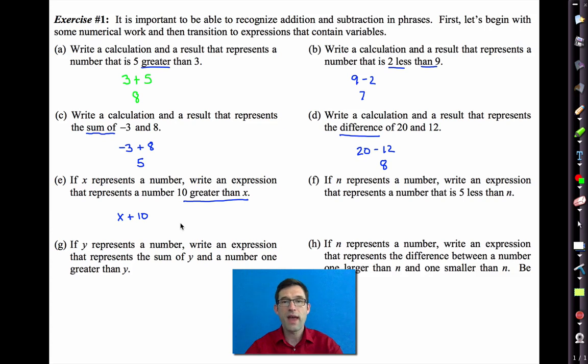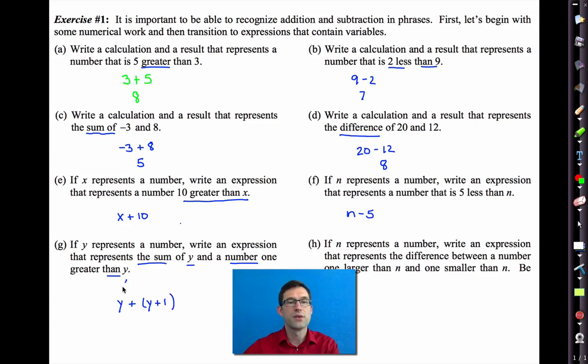Letter F. If n represents a number, write an expression that represents a number that is 5 less than n. Again, this is absolutely critical. A number that's 5 less than n, well, if I had n, then I'll subtract 5 to get a number that is 5 less than it. All right, letter G. If y represents a number, write an expression that represents the sum of y and a number 1 greater than y. Okay, so we're adding. What are we adding? We're adding y and a number 1 greater than y. So that's going to be y plus 1.